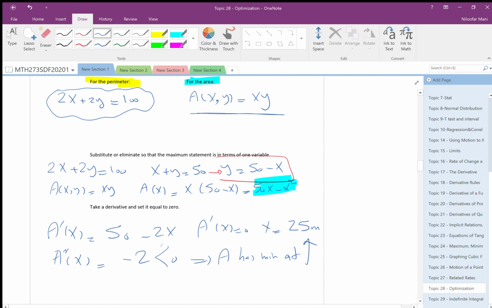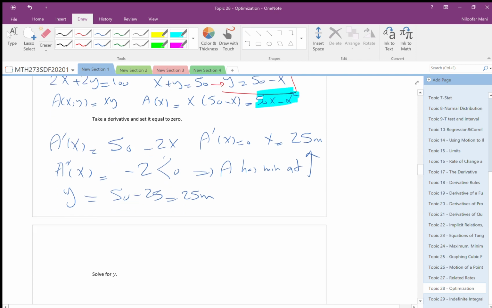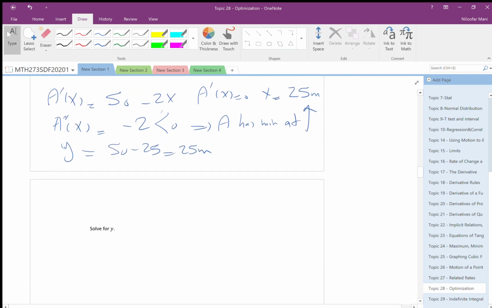What is y then? I have to find y as well. y is 50 minus 25, which is 25 meter. Okay, so here I solve for y. y is 50 minus 25, which is 25 meter.